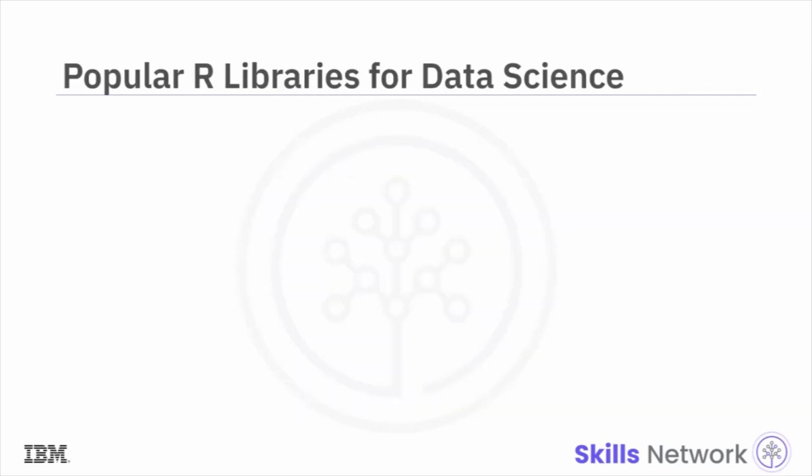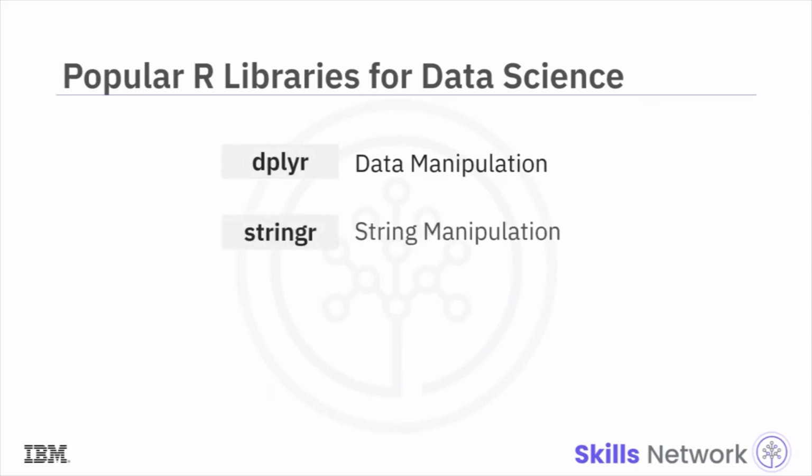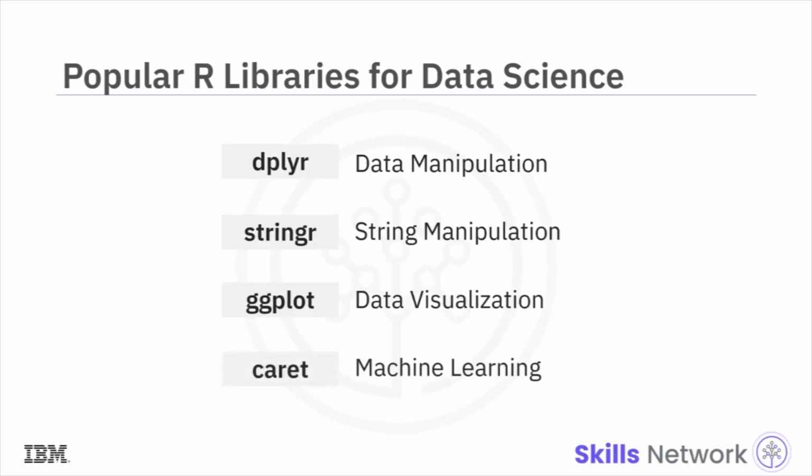If R is your tool of choice for data science, here are some popular R libraries available in the data science community: dplyr for manipulating data, stringr for manipulating strings, ggplot for visualizing data, and caret for machine learning. To get you up and learning quickly, we have provided you with an RStudio virtual environment as part of the Skills Network Labs. This virtual lab environment is designed to assist you to easily practice what you learn in the course and skip the need to create an account or download or install anything.